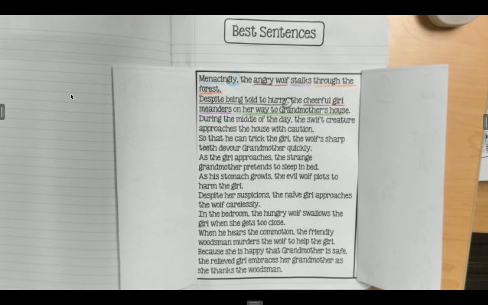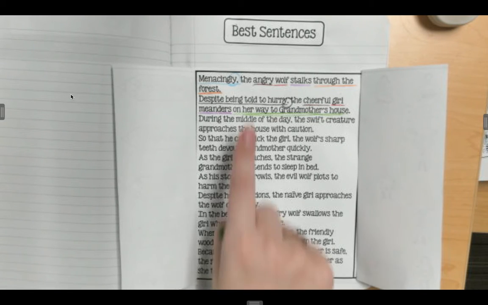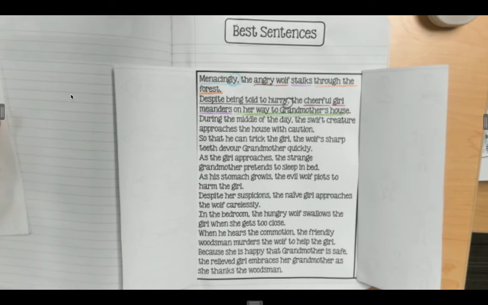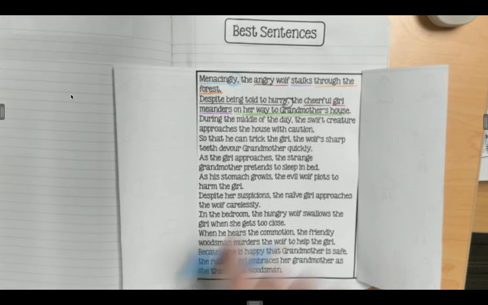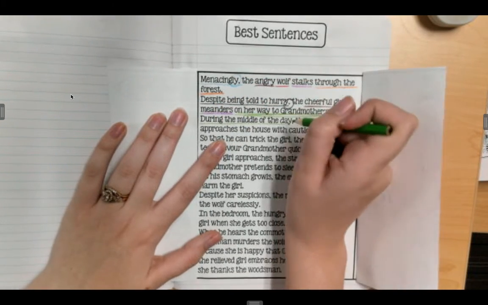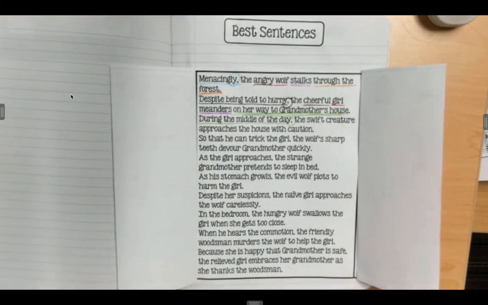Underline in green. We'll do one more together, and then I will let you finish the rest of this page by yourselves. So during the middle of the day, the swift creature approaches the house with caution. During the middle of the day is also one of our when words. So during the middle of the day, and then we stop at that comma.